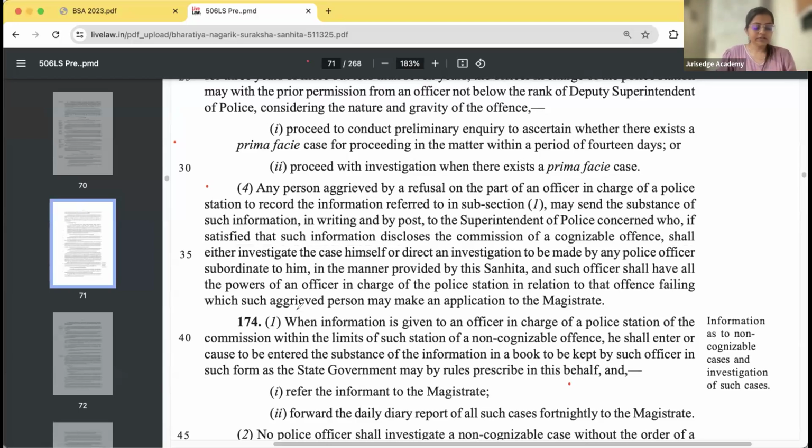This is very similar to what the older CRPC had. I think this was 154.3, which is made 173.4 now, because this clause 3 is added. This is very important. Very, very important.